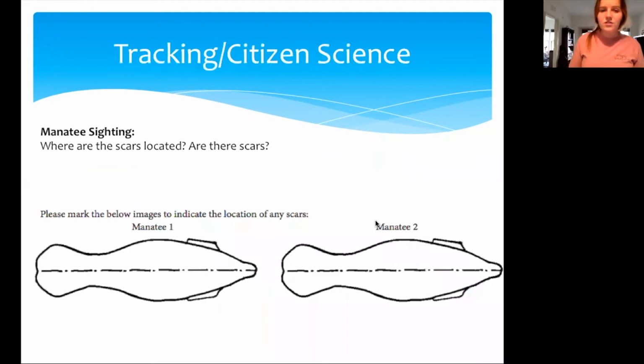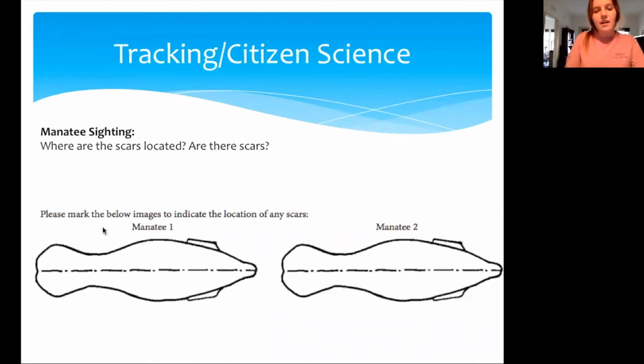So what scientists have started to do is actually use these scars in a positive way. Since the scars are already there, there's no marking that needs to be done. They don't need to be captured. They can simply be observed. They can be observed by a citizen scientist such as myself for Save the Manatee Club here in Florida.